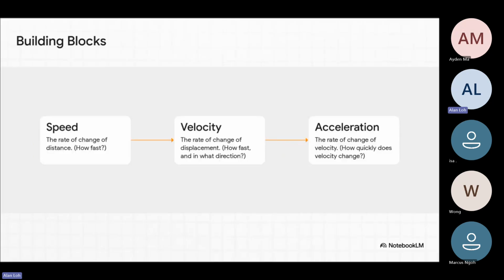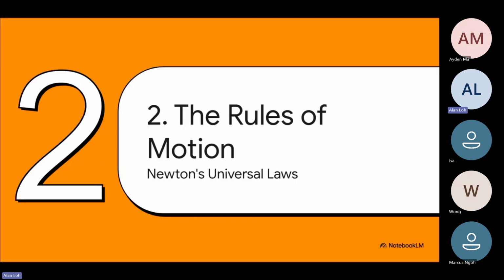And these ideas build on each other perfectly. Speed is easy, right? It's just how fast you're going. But velocity is speed with a direction. 100 kilometers an hour is the speed. 100 kilometers an hour north, now that's a velocity. And then there's acceleration. That's any change in velocity. So yeah, that means speeding up, but it also means slowing down or even just turning a corner. Any change at all.